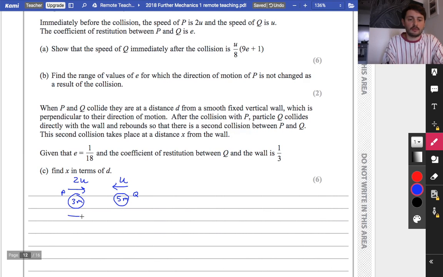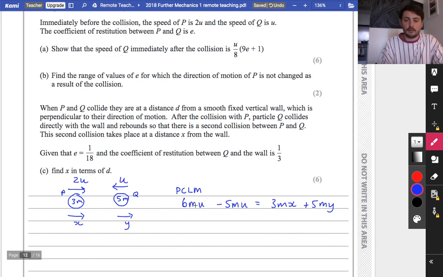Okay, I always call them x and y. It's just the habit I'm in. So I'm going to call that one x, and I'm going to call that one y, and I just have them going to the right. So there's 2 things you can do. You can do PCLM. So I'm going to do this times this, which is 6mu. This one's going to be negative because of the u going to the left this time, minus 5mu. And that's equal to 3mx plus 5my. So I can cancel out the m from everything because there's m's in all of them. 6u take away 5u is just u. So u equals 3x plus 5y.